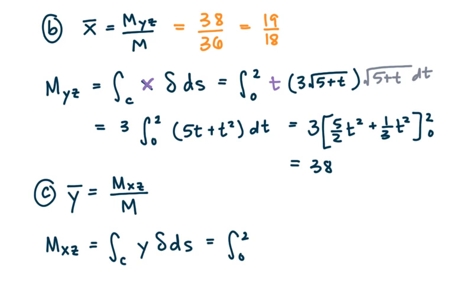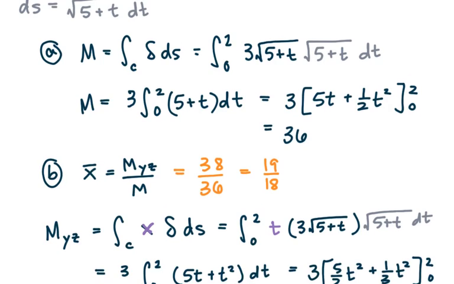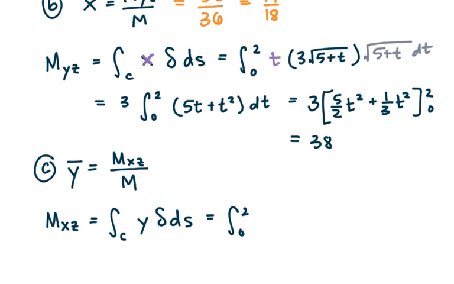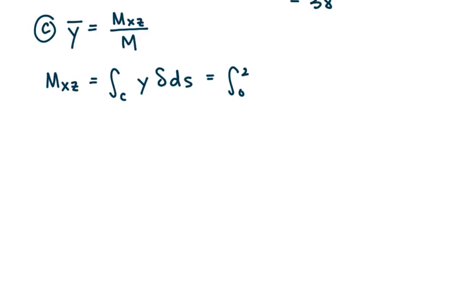from 0 to 2. What is my y function? Y is equal to 2t. So I'm going to have 2t times my density, which is 3 square root of 5 plus t, times ds, which is that radical 5 plus t dt.